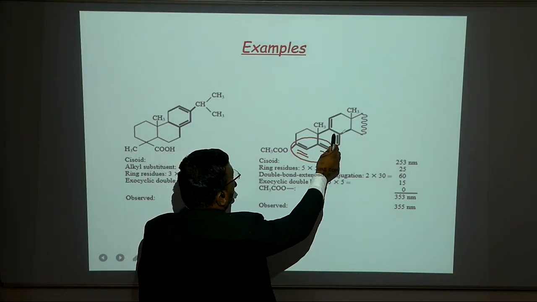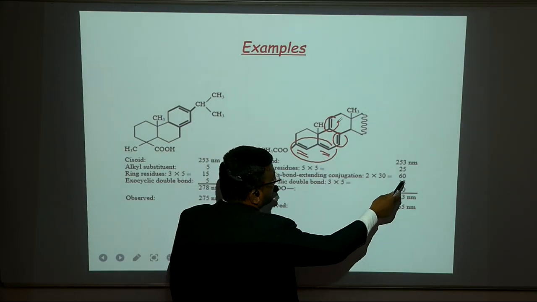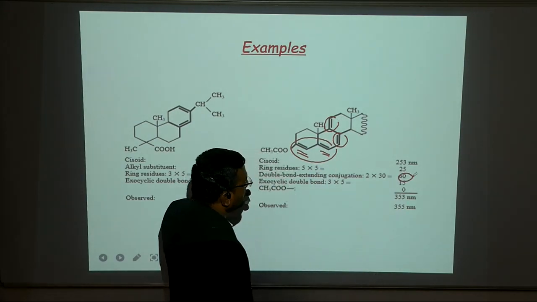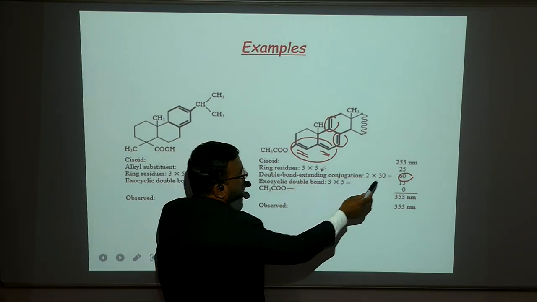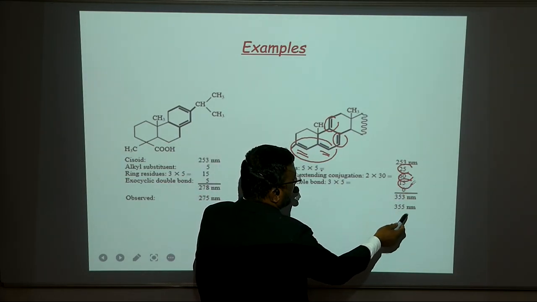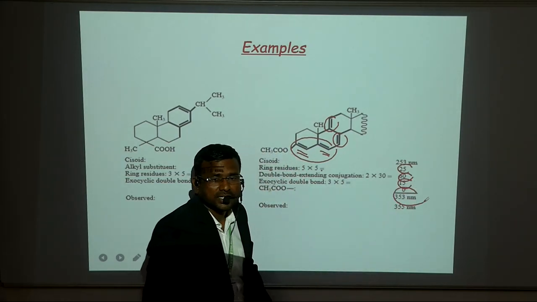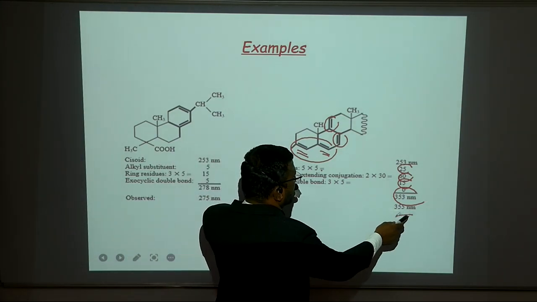There is one double bond extending conjugation. This is another double bond extending conjugation. So 2 multiplied by 30, 60. There are 5 ring residues. So 5 multiplied by 5, 25. 2 exocyclic double bonds, 10. And the addition is 353, which is the calculated value, and the observed value is 355.